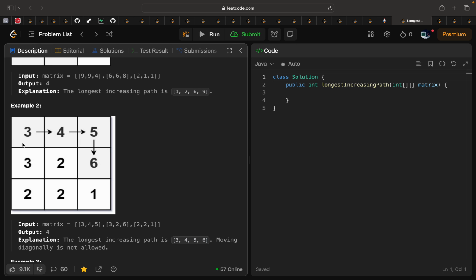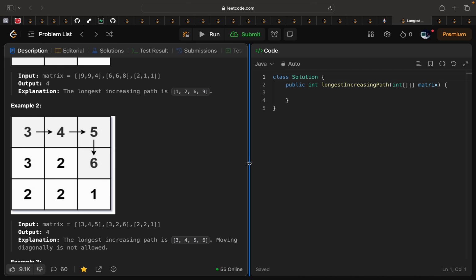So we can try starting from every cell, and we'll move in four directions, and we'll only go to the cells which have a value greater than the current cell. And for a particular cell we can store the longest increasing path starting from that particular cell. So in that way we can convert it into DP.